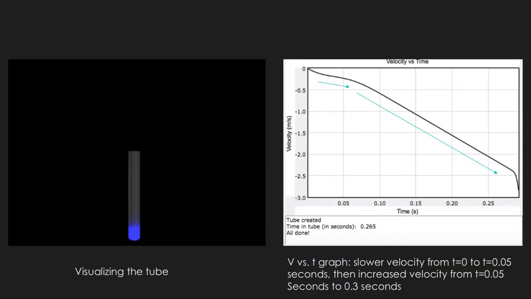Here I have a snapshot of the output of my code. On the left-hand side, we're simply visualizing the tube. This is once the magnet has completely fallen. And on the right-hand side, I have a graph for velocity versus time. One observation that I made is that there was a slower velocity from time t equals 0 to 0.05 seconds, which we can see with the first blue arrow. And then the velocity increased from time t equals 0.05 seconds to 0.3 seconds when it had completely fallen.